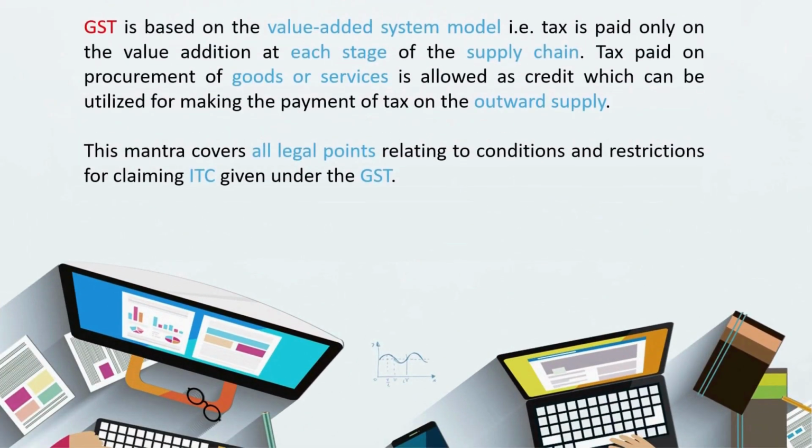GST is based on the value added system model, that is, tax is paid only on the value addition at each stage of the supply chain. Tax paid on procurement of goods and services is allowed as credit, which can be utilized for making the payment of tax on the outward supply. This mantra covers all legal points relating to conditions and restrictions of claiming ITC given under the GST.